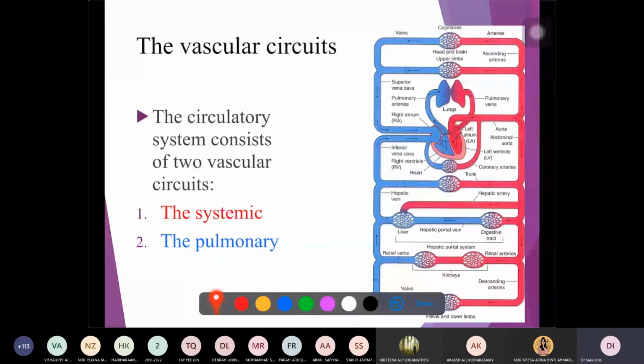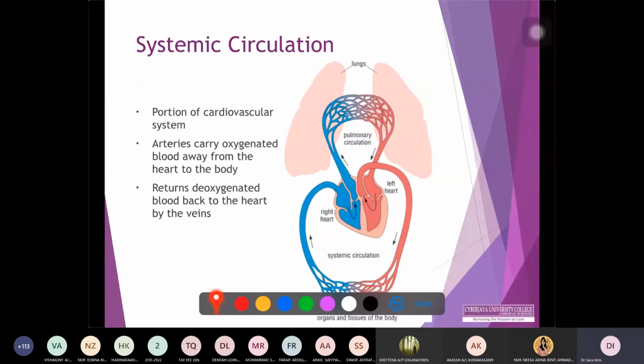Right. So the systemic circulation is a portion of your cardiovascular system, and the arteries will carry oxygenated blood away from the heart to the rest of the body, to basically everywhere in your body all the way to the tips of your toes, okay, and will return deoxygenated blood through the veins back to the heart, either through the superior vena cava or the inferior vena cava.